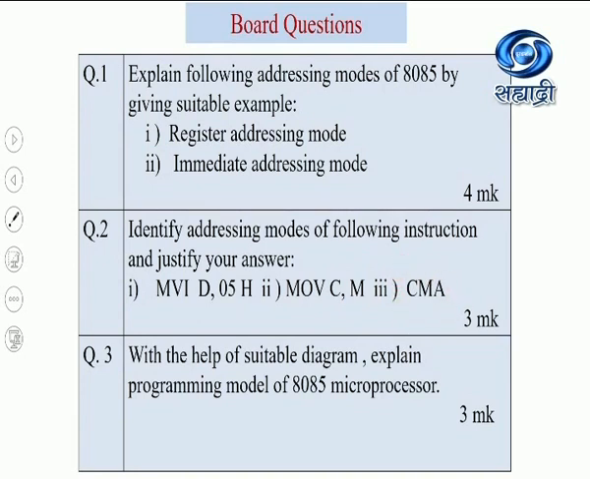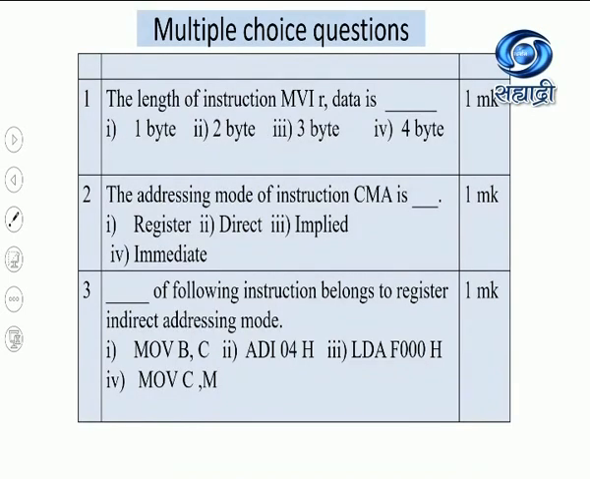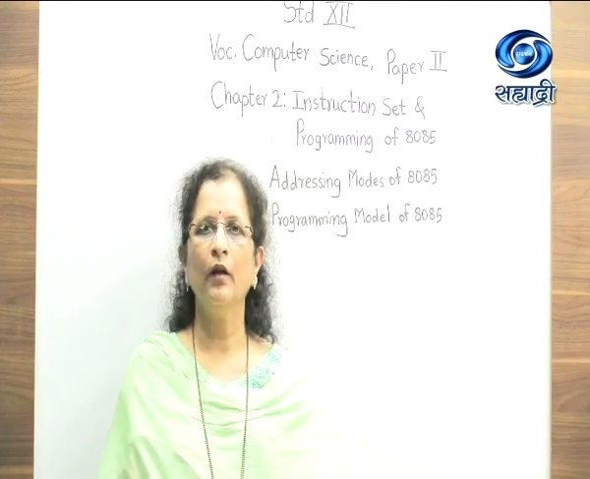CMA, implied addressing mode. With suitable diagram, explain programming model of 8085 microprocessor. So the question comes for 3 marks. 1 mark for diagram of programming model and 2 marks for explanation. So multiple choice questions for 1 mark can also be asked on this topic. So I hope you have understood the discussion.